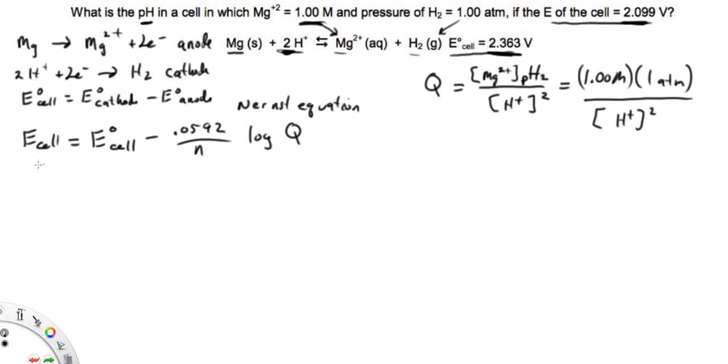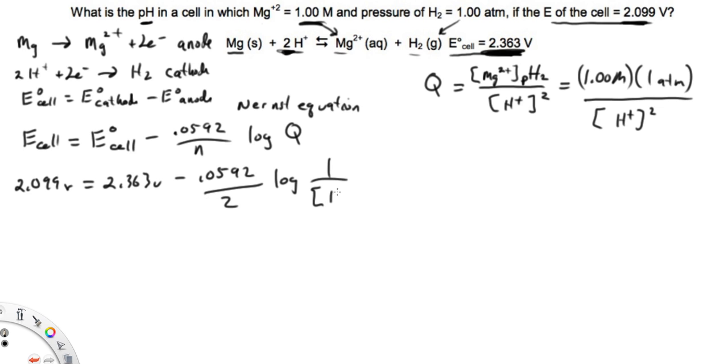E of the cell is given as 2.099 volts, and that is equal to 2.363 volts, again, that's given up here, minus 0.0592 over 2 times the log of 1 over the hydrogen ion concentration squared, and that's what we're solving for.